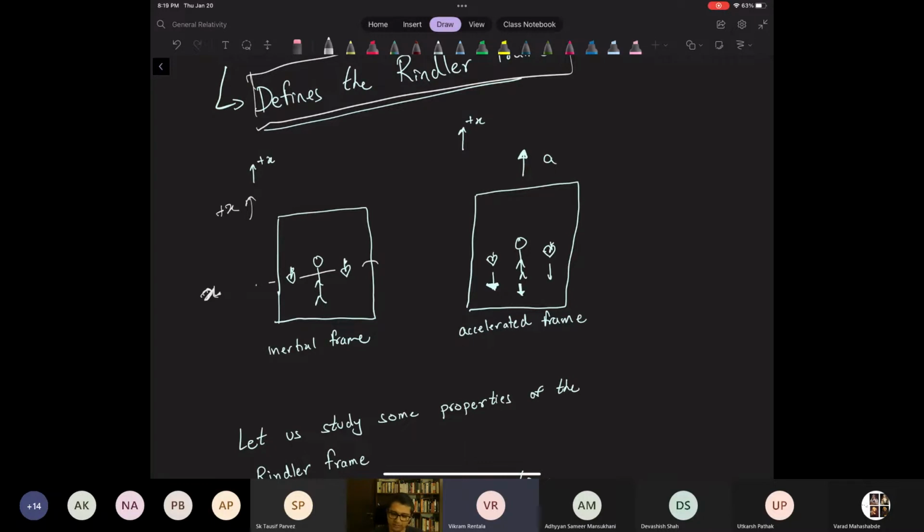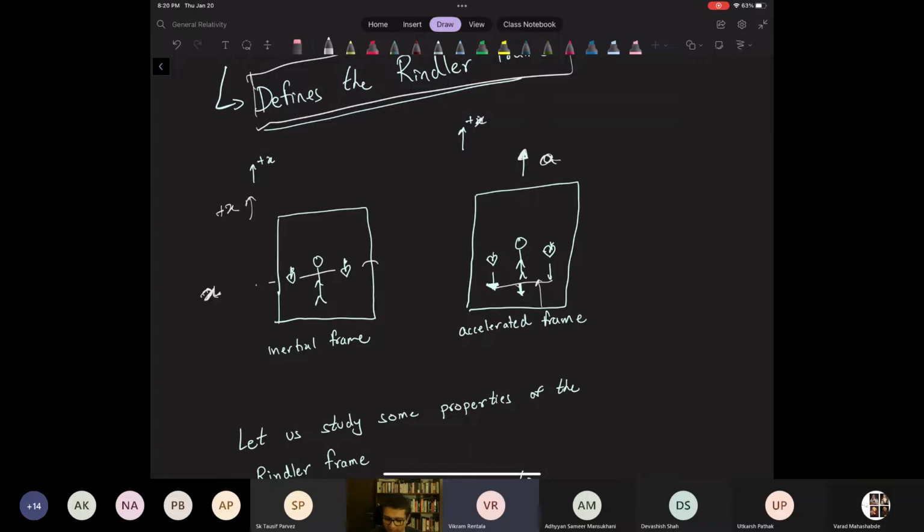Now let's imagine that you're in an accelerated frame of reference. So this is the positive x direction. You're accelerated upwards with an acceleration a. Now what would you see in this accelerated frame? Well, if initially you're, let's say, in the middle of the elevator, not yet touching the floor, the floor of the elevator will come up and hit you. And similarly the floor of the elevator will come up and hit the apples.